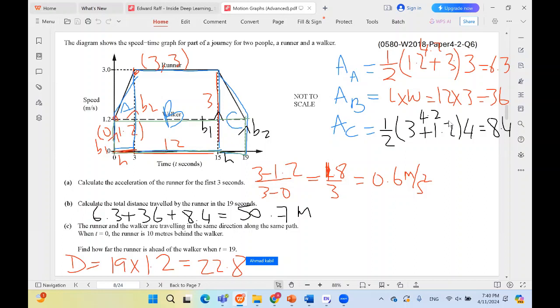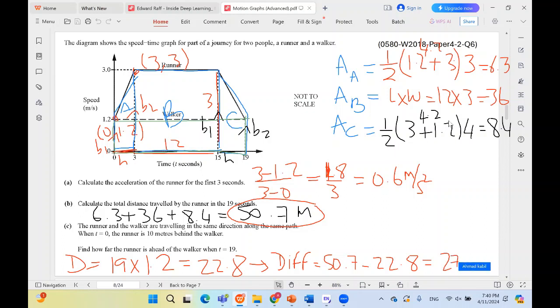So this is the distance of the walker. So the difference is 50.7 minus 22.8. This is how much more distance the runner covered than the walker. So 50.7 minus 22.8 gives us 27.9. So the difference between them is 27.9 meters.